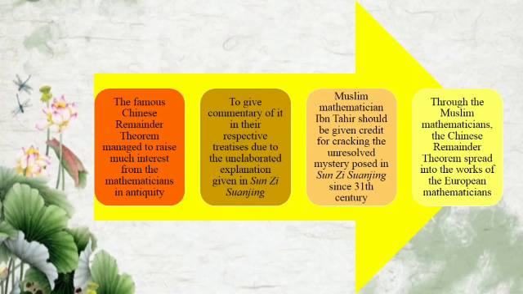For the conclusion of the Chinese remainder theorem: the famous Chinese remainder theorem managed to raise much interest from mathematicians in antiquity to give commentary on it in their respective treatises, due to the unelaborate explanation given in Sunzi Suanjing. We should give credit to Muslim mathematician Ibn Tahir for cracking the unresolved mystery posed in Sunzi Suanjing since the 13th century. Through the Muslim mathematicians, the Chinese remainder theorem spread into the works of European mathematicians.